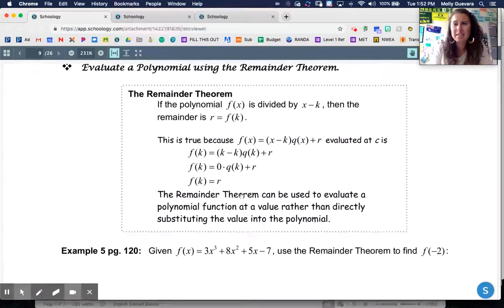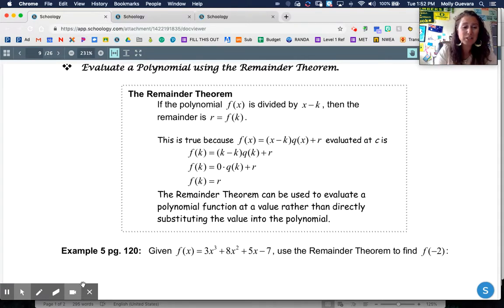All this is saying is, let's say that I have a polynomial with like 10 different terms, right? Just a really long polynomial. And I want to know what I get when I plug in 7. Well, that's going to be a lot of work, right? Like I can do it. I can plug in 7 and solve all the terms and figure it out. Or I can use the remainder theorem. And so what you do is you divide by that number. So I would divide by 7, and whatever the remainder is, that's my answer.